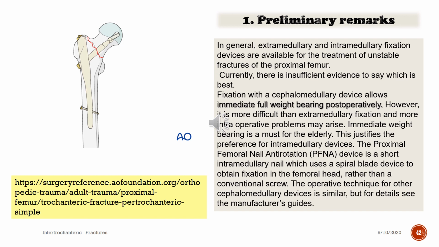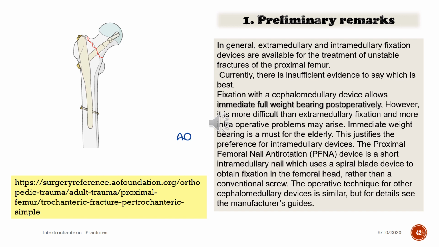The technique of the cephalomedullary nail is described in this section. In general, extramedullary and intramedullary fixation devices are available for the treatment of unstable fractures of the proximal femur. Currently, there is insufficient evidence to say which is best.